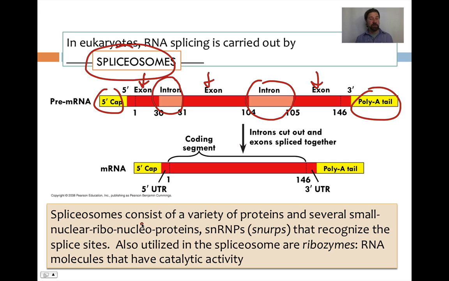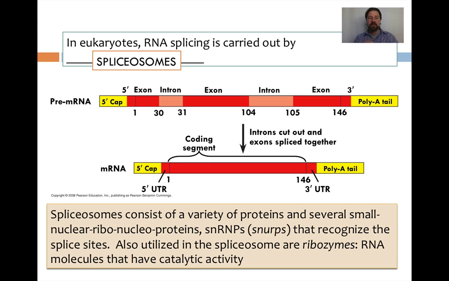Now, if I explain what a spliceosome is, it's kind of mind-blowing, but I'll get through it. It says spliceosomes consist of a variety of proteins and several small nuclear ribonucleic proteins, better known lovingly as SNRPs. They recognize splice sites. Also utilized in the cutting out of introns are going to be ribozymes, which are RNA molecules that have catalytic activity. So let's check out and see what a spliceosome actually looks like.